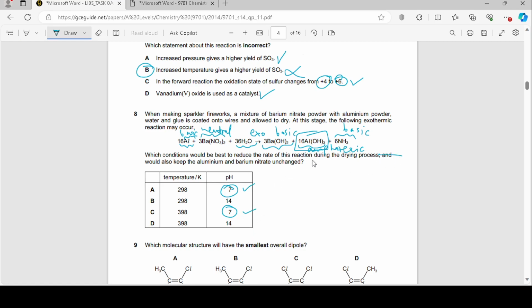Anyways, so we're done with this part: would also keep the aluminum and barium nitrate unchanged. I'm pretty sure, pH 7. Maybe that also just makes intuitive sense, I guess. I don't know. Maybe we don't need to think about it that much.